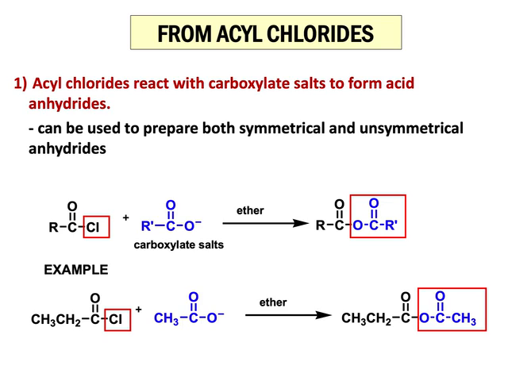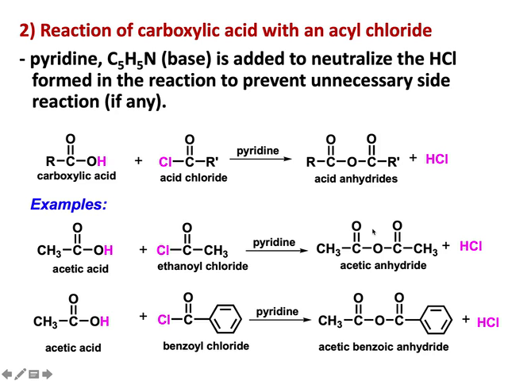So we want to produce acid anhydride. First, acid chloride reacts with carboxylate salt. This one is the carboxylate salt. By using insoluble ether, it can be used to prepare both symmetrical or unsymmetrical anhydride. So this forms acid anhydride.